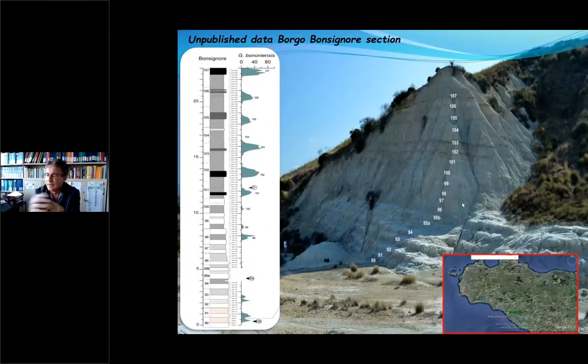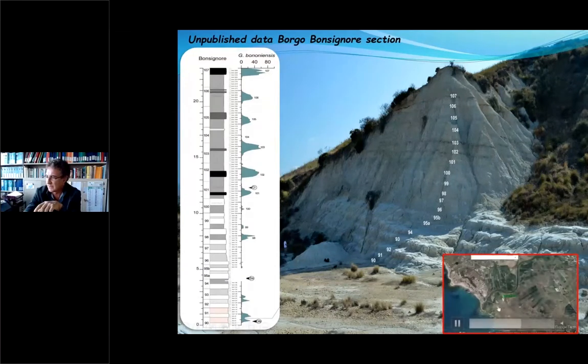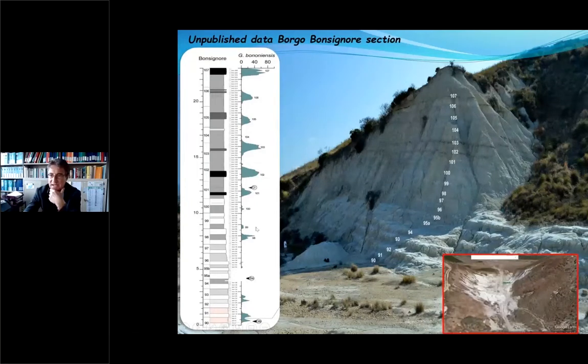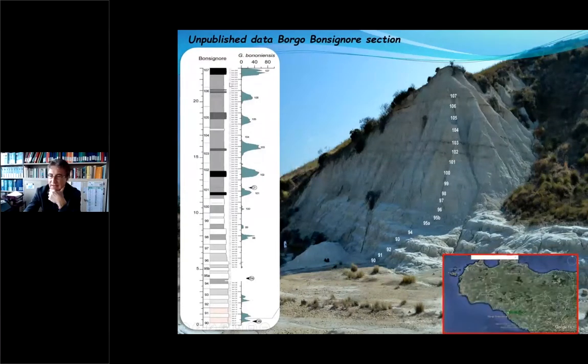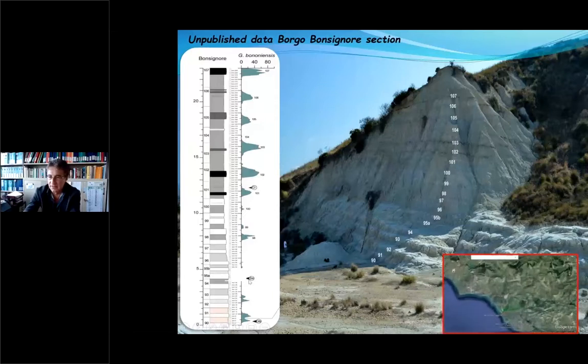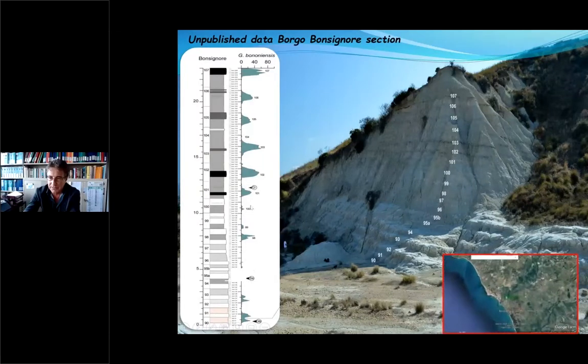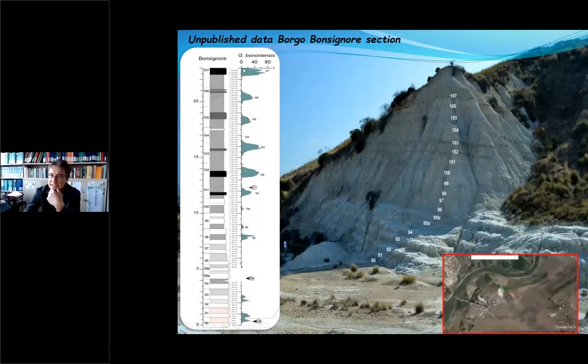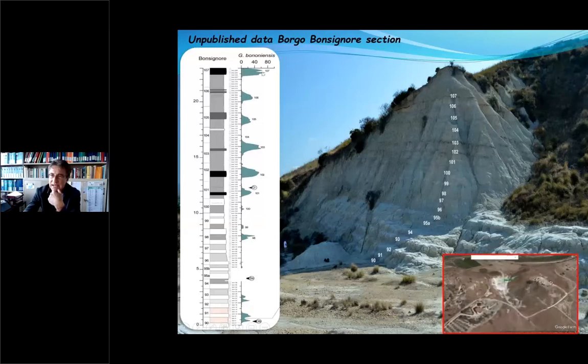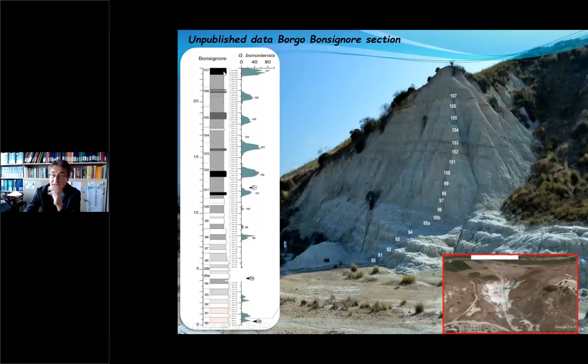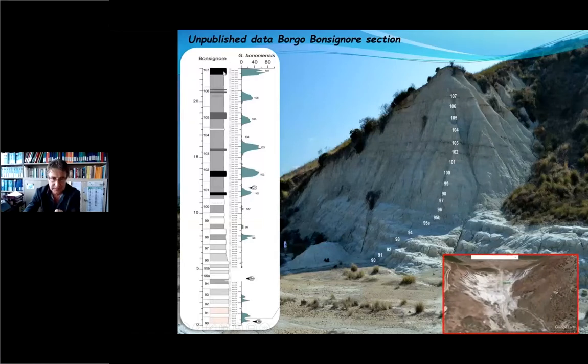Close to Capo Rossello, located in Borgo Bonsignore, we have a similar section that we studied, where we have the same interval described in Punta Piccola. And here you can see that the Globorotalia bolognensis show the highest peaks in coincidence with sapropels.